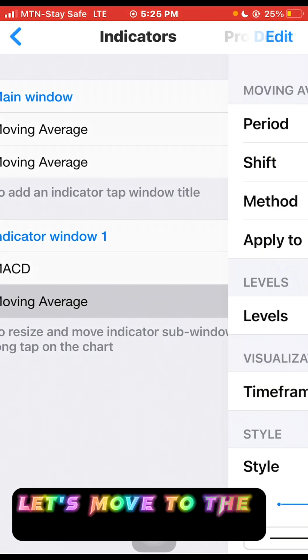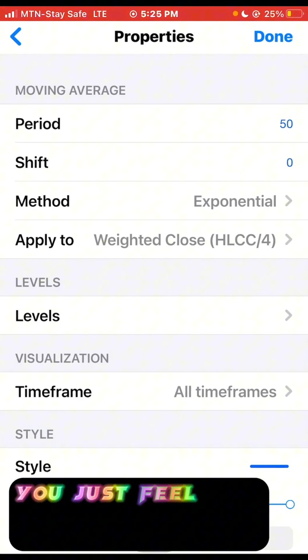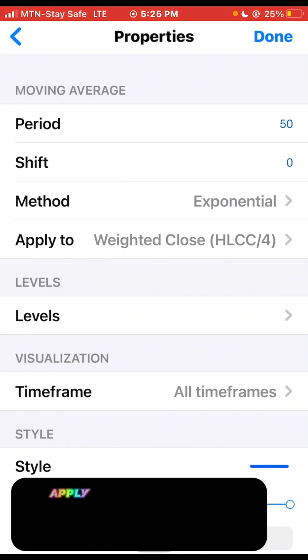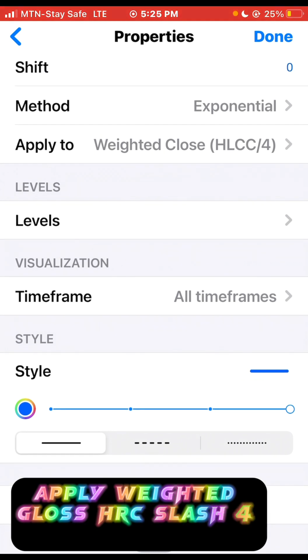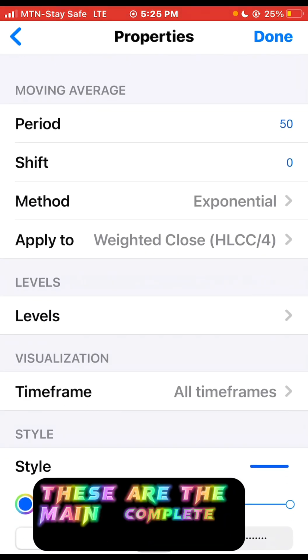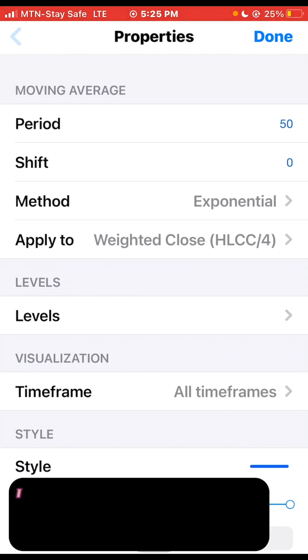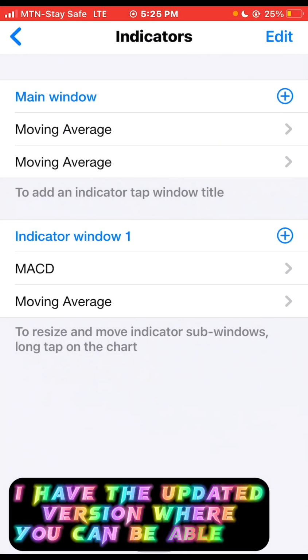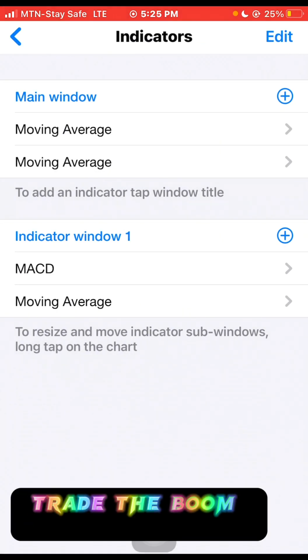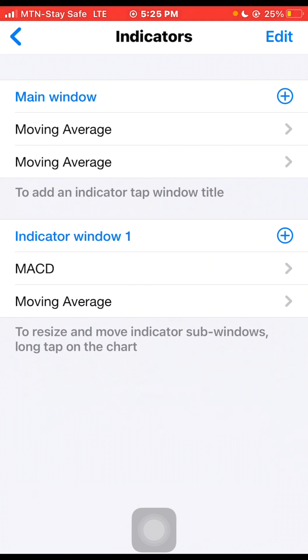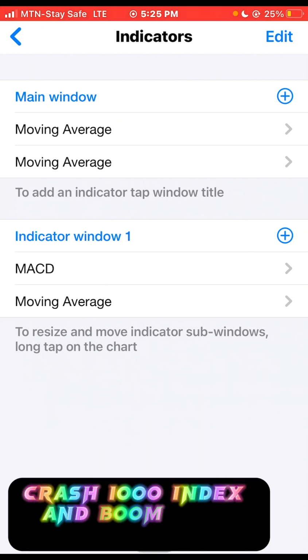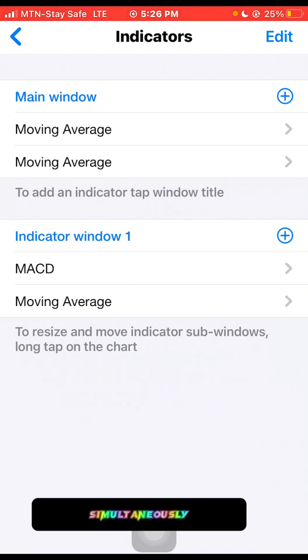Let's move to the moving average, which is for the 50 shift 0 method, exponential, apply to weighted close (HLCC/4), style blue. These are the main complete settings. You can screenshot them. I have the updated version where you can trade the Boom and Crash 1000 index, respectively, simultaneously.